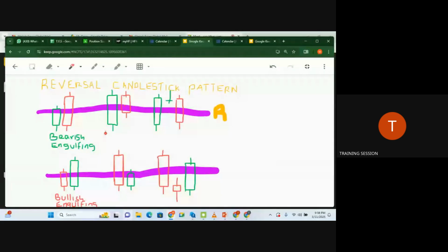or bearish inside. Let me just write the names so that those who will be watching later can easily take a picture of this. Also, somebody can take a picture of this and send it in our WhatsApp group, the beginners group.